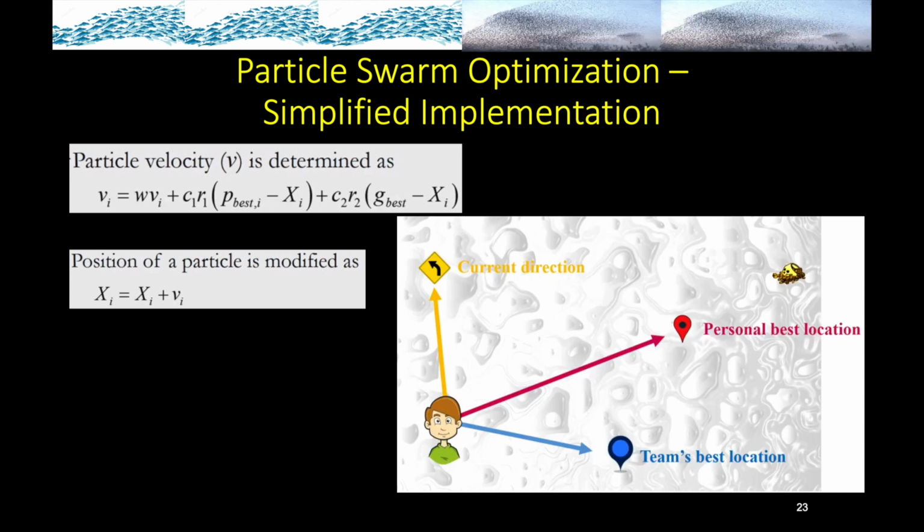So the current position where the person or the particle is currently standing is xi, that's his current position, and his next position will be determined by a sum of the vector of current direction, personal best location, and the team's best location. The contribution from all these will be taken, summed up together, and added to the current position to determine the next direction. And we'll just do that in the next slide.